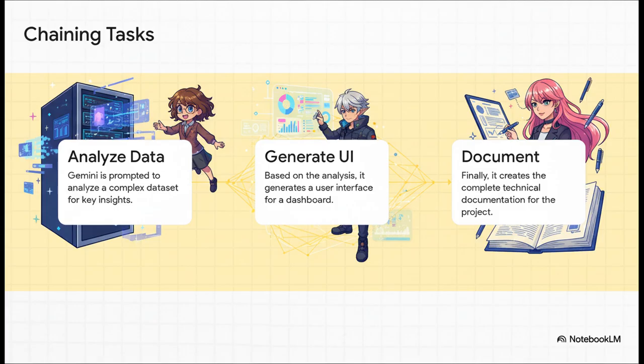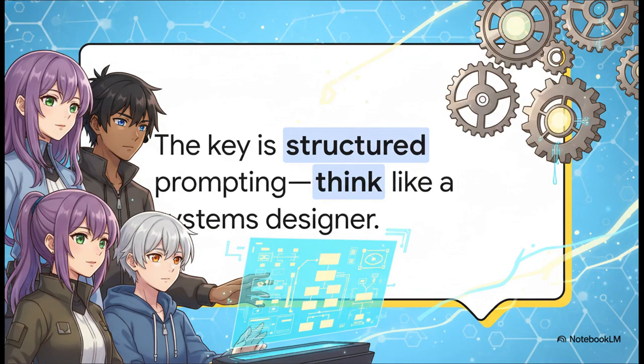It's amazing. So how do you unlock this kind of power? Well, the key is structured prompting. You have to learn to think like a systems designer. And that means instead of just barking a command, you give it the bigger picture. You provide the context, the constraints, and what you want the final result to be. You're basically handing the AI a clear, logical blueprint for the entire system you want it to build.